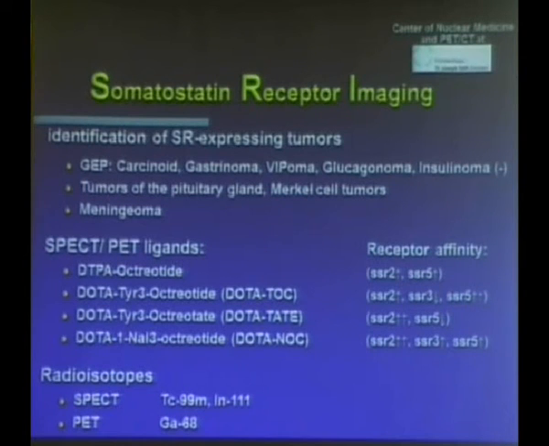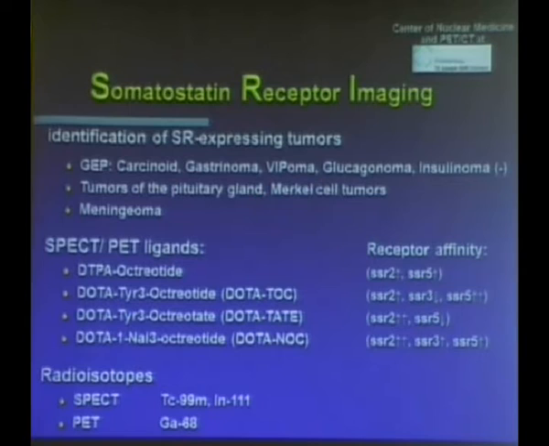Now, where can we see the indications for octreotide scintigraphy? Of course, we all know the GEP-NET tumors, meaning the gastroenteropancreatic tumors, for example carcinoids, insulinomas, glucagonomas. And of course, there are many more tumor entities, like tumors of the pituitary gland, Merkel cell tumors. It is very easy to describe meningiomas. You inject, and at the first pictures, 4 hours after injection, you can say whether this is a meningioma or not. And there are many more tumors. This group of indications is growing.